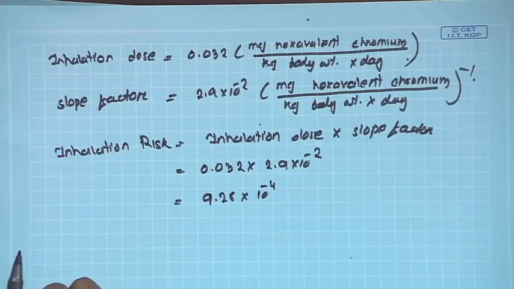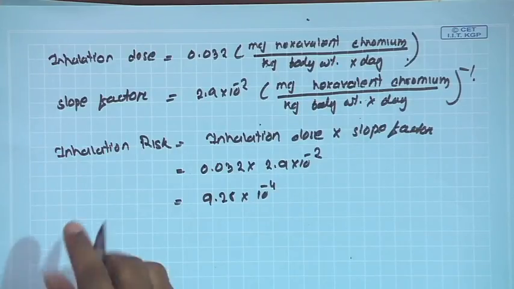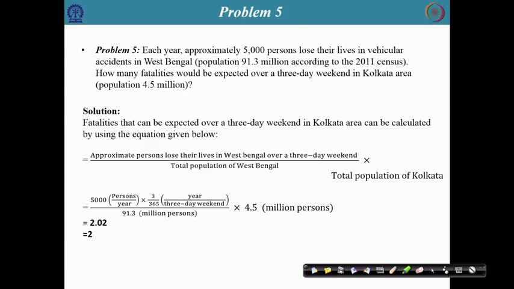Okay, then come to question number 5. Question number 5 is: each year approximately 5,000 persons lose their lives in vehicular accidents in West Bengal. Population 91.3 million according to the 2011 census. Then how many fatalities would be expected over a 3-day weekend in Kolkata area for a population of 4.5 million?